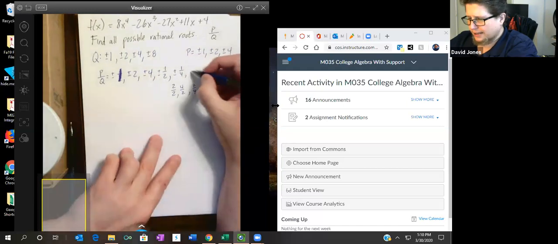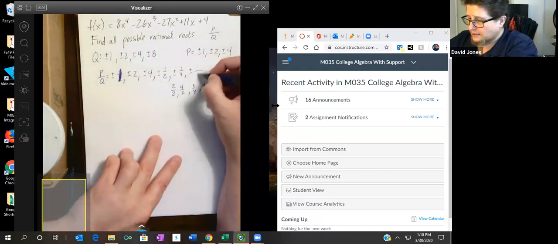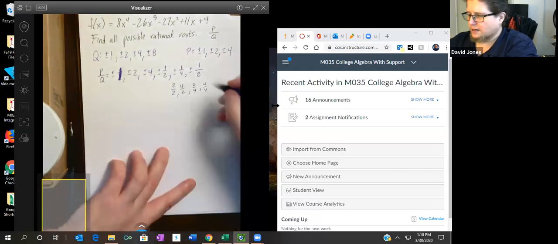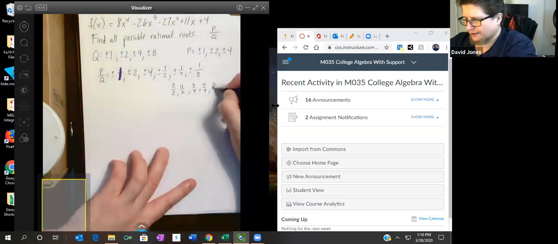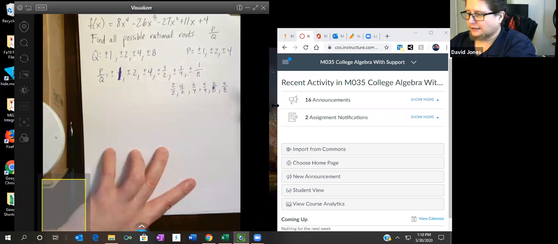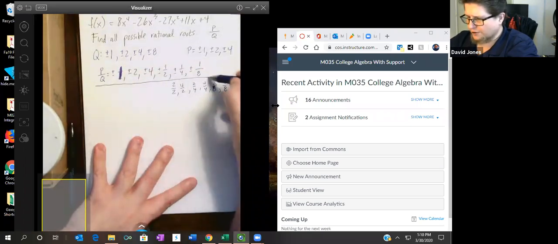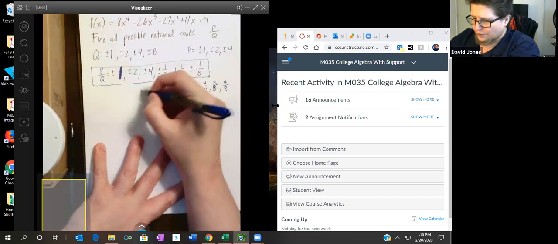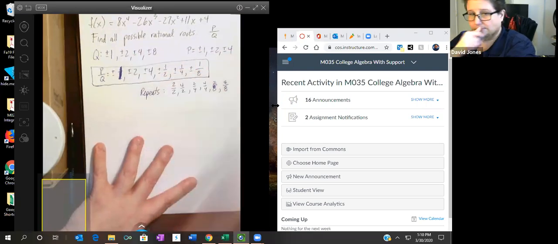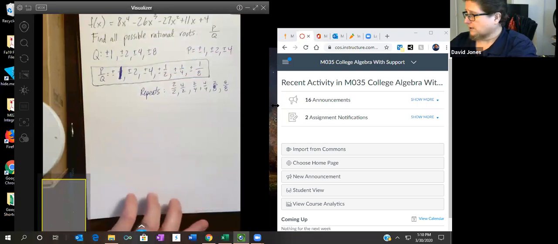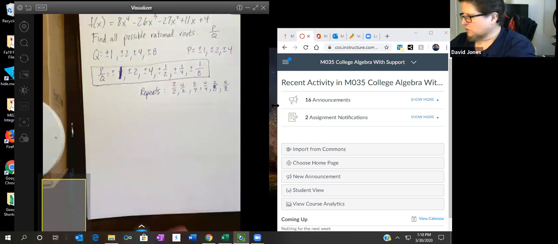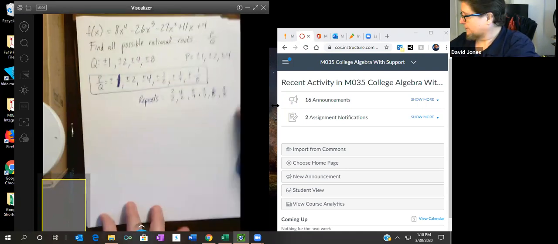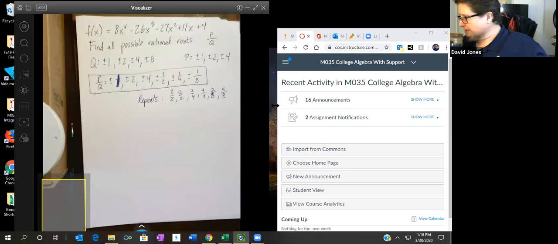And then we'll do a denominator of 8. 1/8 works. 2/8 simplifies to 1/4. And 4/8 simplifies to 1/2. These are my P over Q that are simplified. These are the repeats. So there's still 12 numbers to check there. That's still a lot of numbers to check. We're not out of cool theorems though. Let me pause and let you jot that down a little bit.